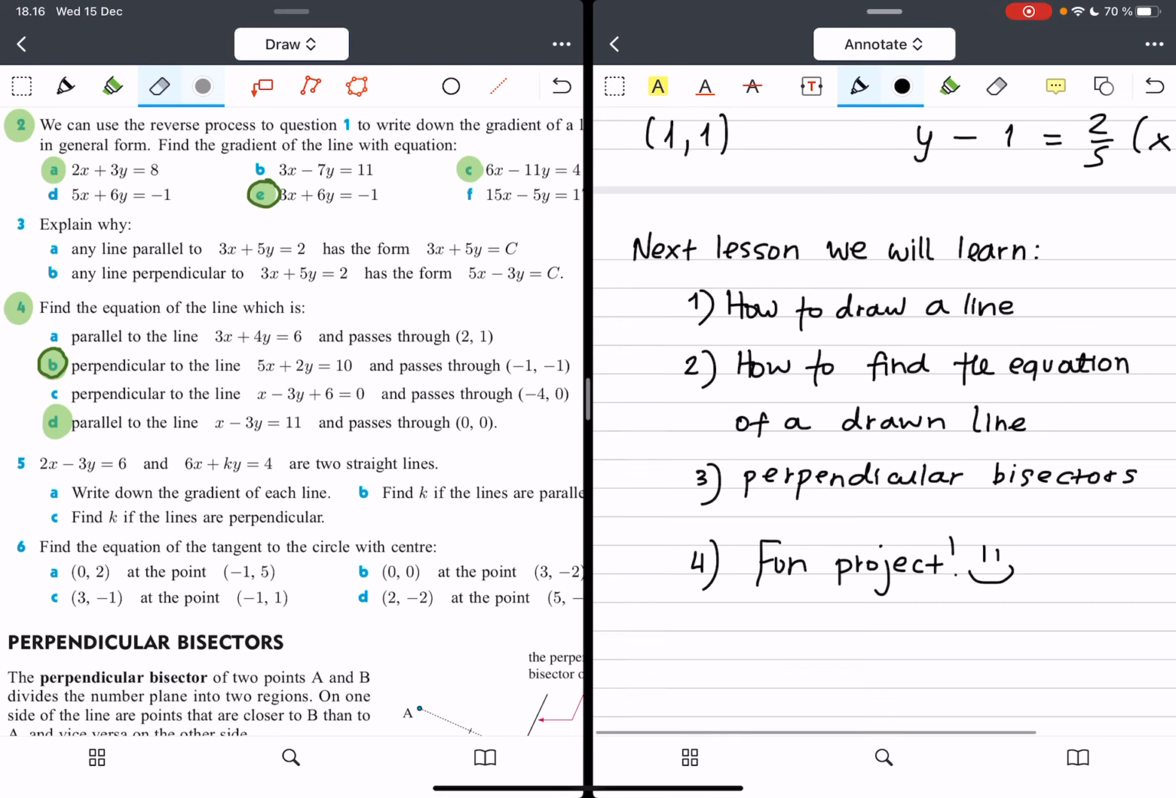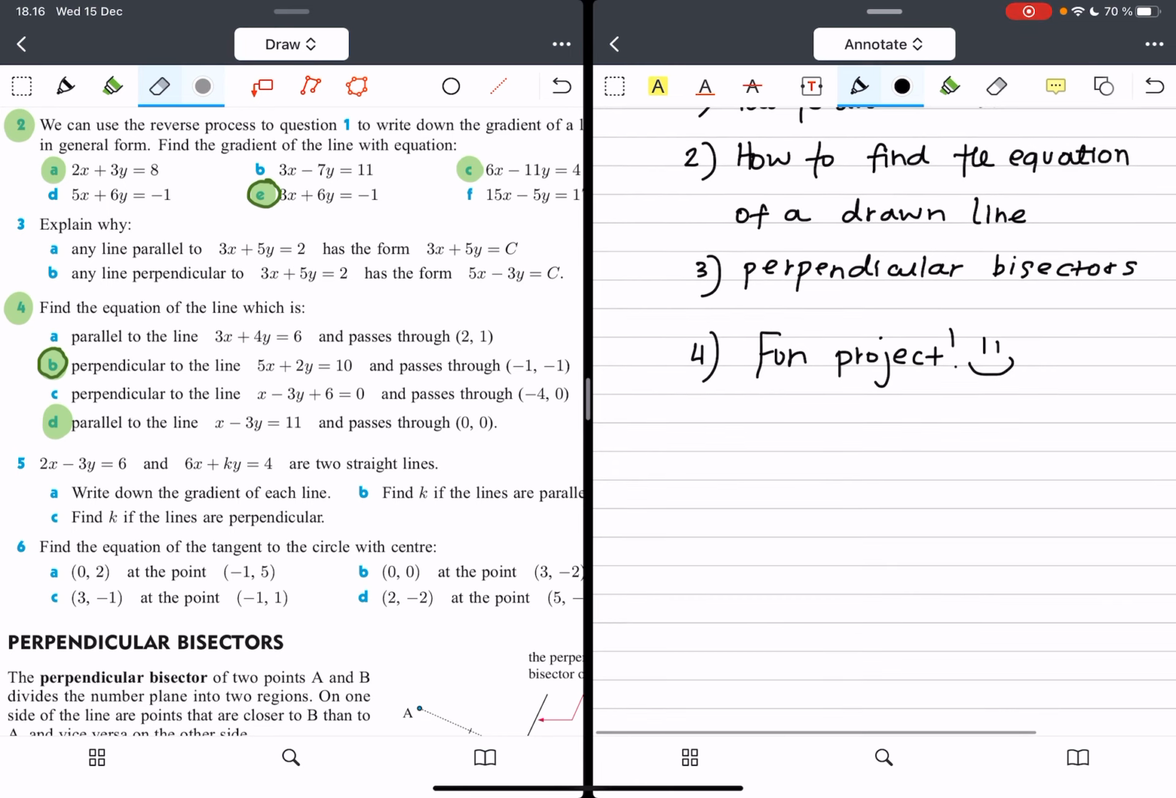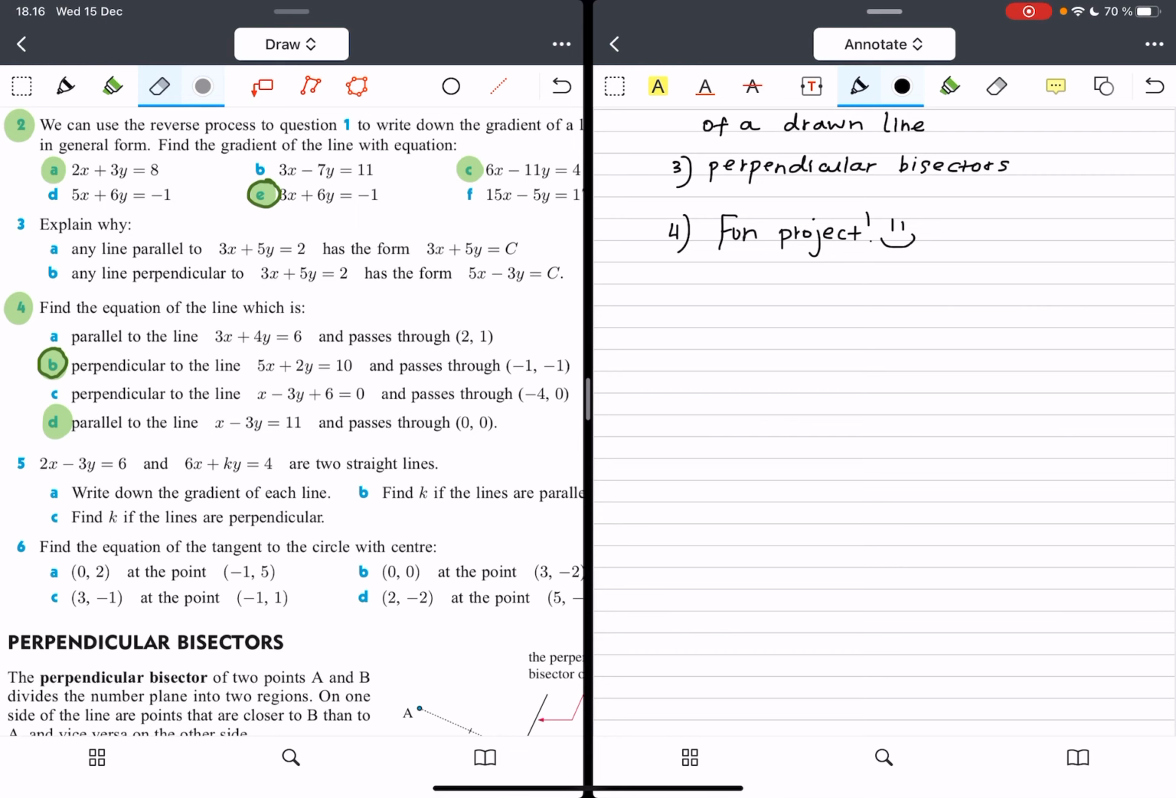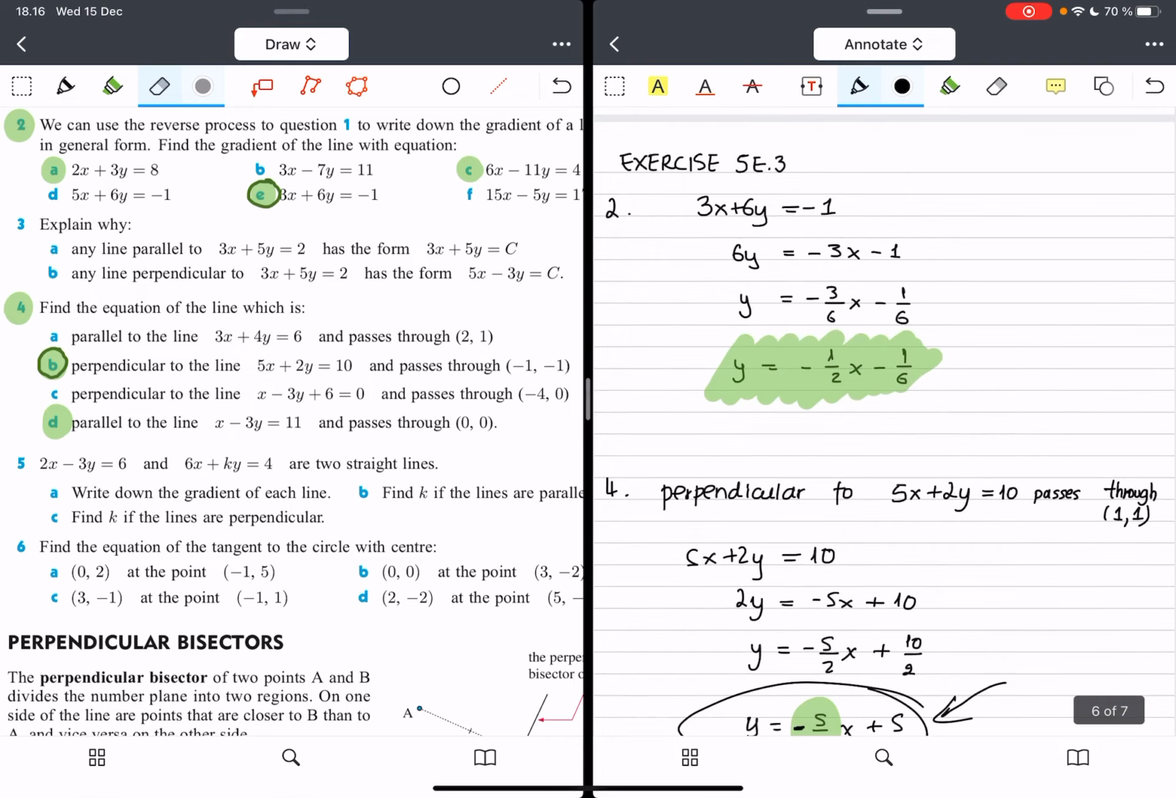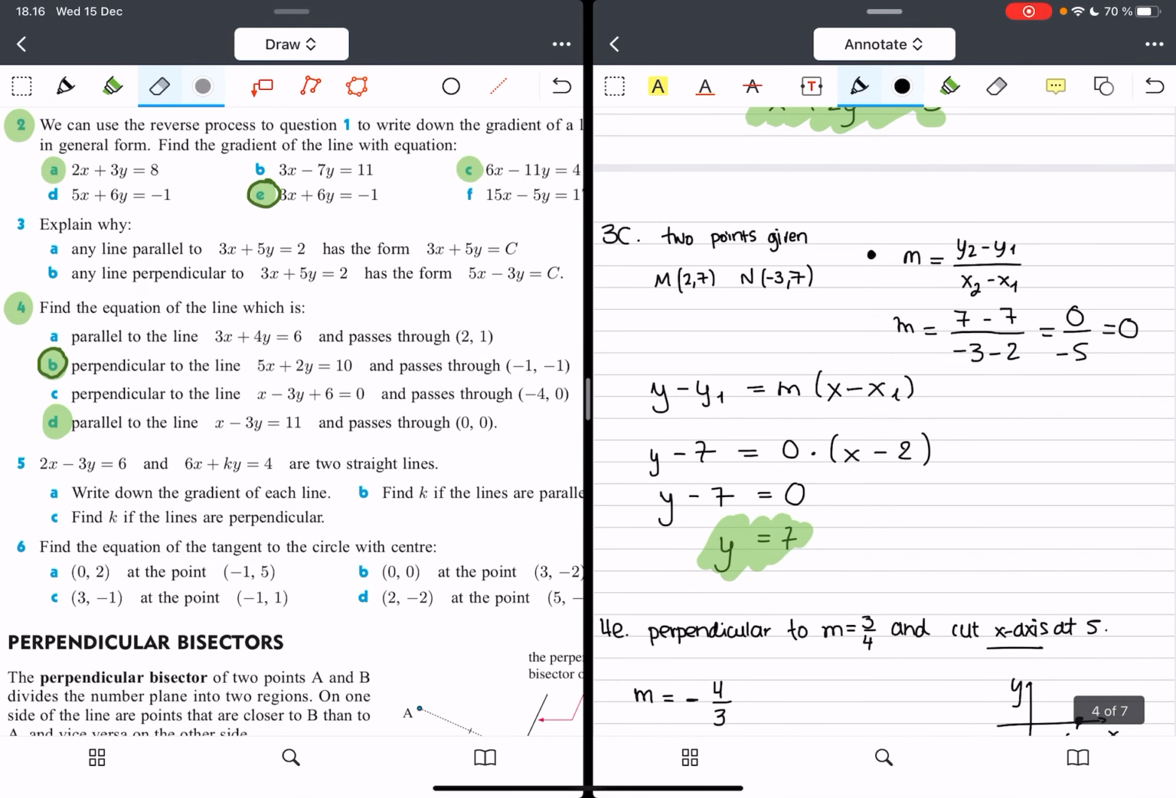And fourth, we're going to do a fun project, a fun Christmas project. For example, we are going to try and draw a Christmas tree using straight lines. That's what we will do probably next week. So yeah, you will see. We'll get to that, but I'm just telling you so it's something that you look forward to. Okay.